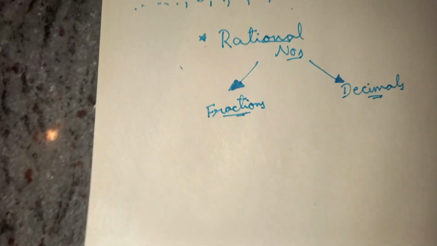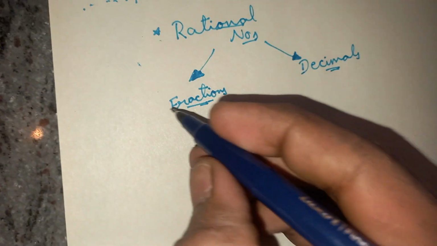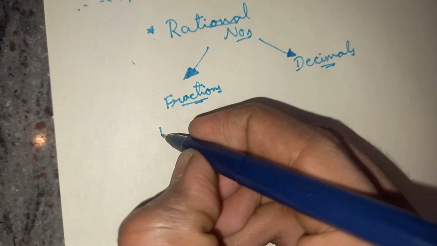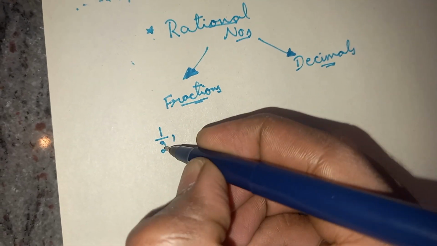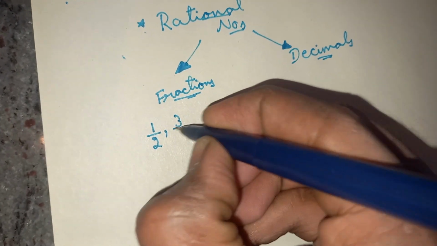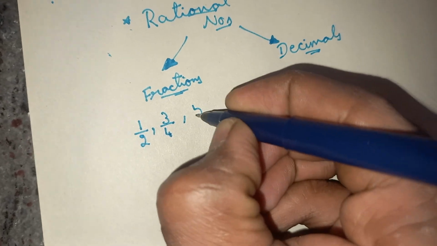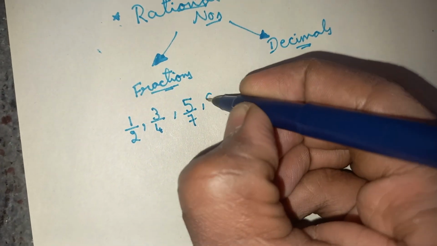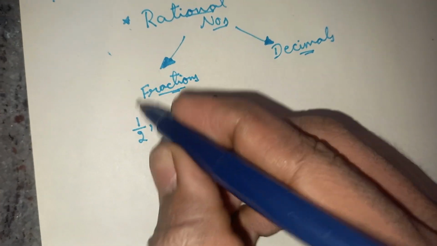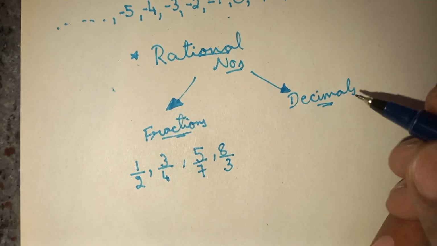Here I tell what fractions are. Fractions means numbers in parts, different numbers, written in numerator-denominator form: 1 by 2, 3 by 4, 5 by 7, 8 by 3. They are all fractions.